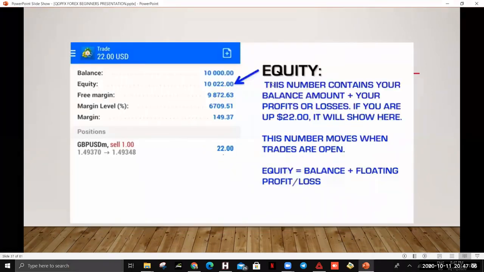Now, your equity contains your balance amount plus your profit or losses. If you are up $22, it will show you here. This number moves when the trades are open: equity is balance plus floating profit and loss. So if you have open positions, it will show you the total of how much you have up here where you have the trade. That is what gives you the total of your equity, the profit you've made or the losses you've made. If you're in a minus here, you will see that it's going to be minus $10,000. That's what it's going to show you on your equity.